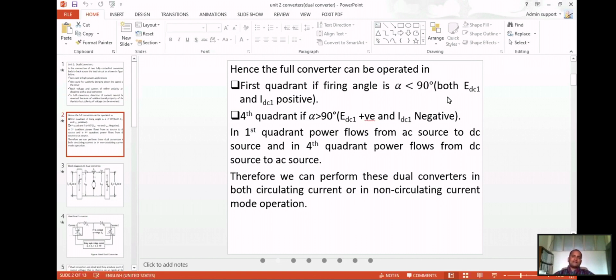When alpha is less than 90 degrees, it will operate in the first quadrant, and if it is more than 90 degrees, it will operate in the fourth quadrant. In the first quadrant, power flows from the AC source to the DC side, and in the fourth quadrant, power flows from the DC side to the AC source. That's the difference between operation in the first and fourth quadrants. Therefore, we can operate these dual converters in both circulating current and non-circulating current modes.